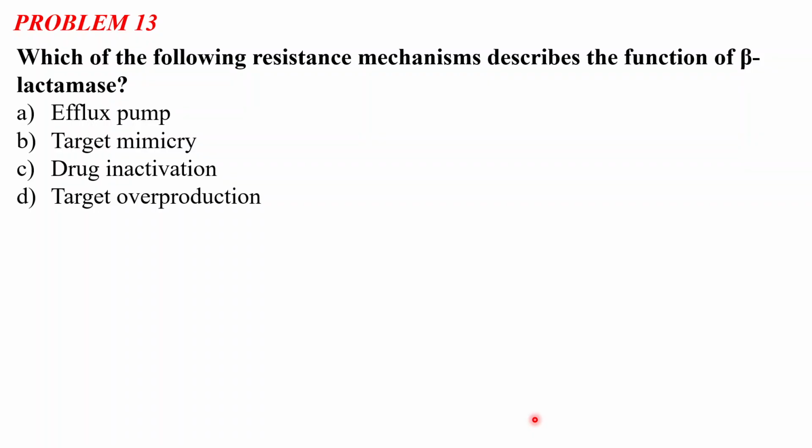Which of the following resistance mechanisms describes the function of beta-lactamase? Efflux pump, target mimicry, drug inactivation, or target overproduction? Let me know A, B, C, or D. Which of the following will be the correct resistance mechanism that is described with the function of beta-lactamase?